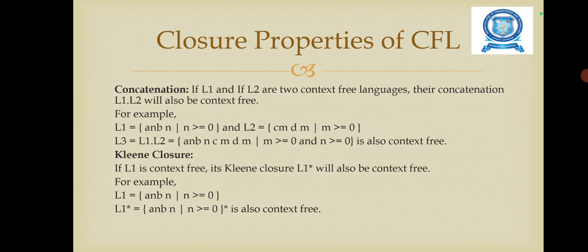Next, we are going to see concatenation. If L1 and L2 are two context-free languages, their concatenation L1 · L2 will also be context-free. For example, for L1, L2 and L3, the L1 and L2 are grammars, and from them we get one answer that is stored in L3. L1 says the number of A's should be equal to the number of B's. Here L2 says the number of C's should be equal to the number of D's. The concatenation says first the number of A's should be equal to the number of B's, and then the number of C's should be equal to the number of D's.